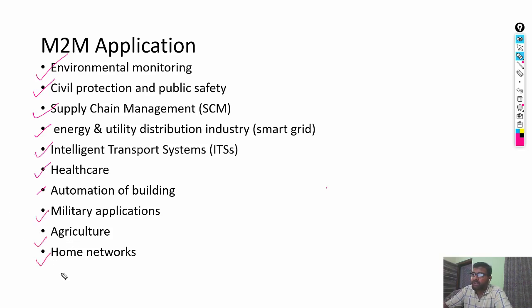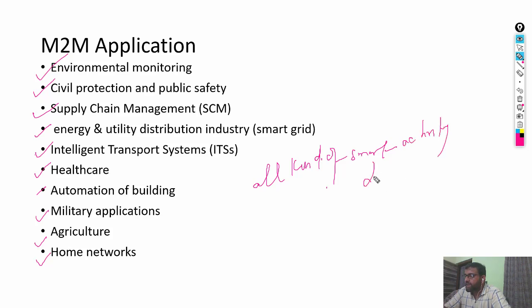Okay, all kinds of smart activities are actually done by IoT network. Smart activity is done by IoT machine. This is the main line: IoT machine we are using for all kinds of smart activity.